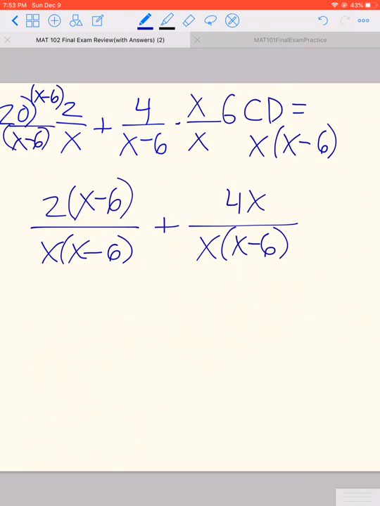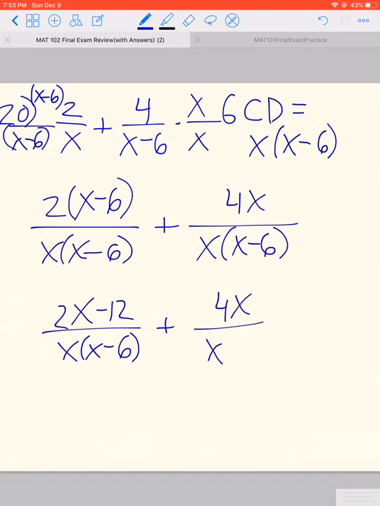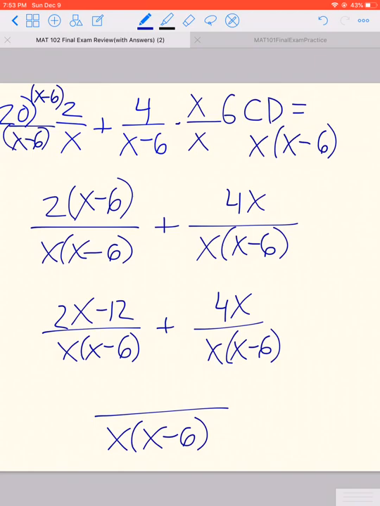I can simplify the numerators a little bit. This would be 2x minus 12 over x times x minus 6 plus 4x over x times x minus 6. And now that we have the common denominator, we can go ahead and add the numerators. 2x minus 12 plus 4x would give us 6x minus 12.